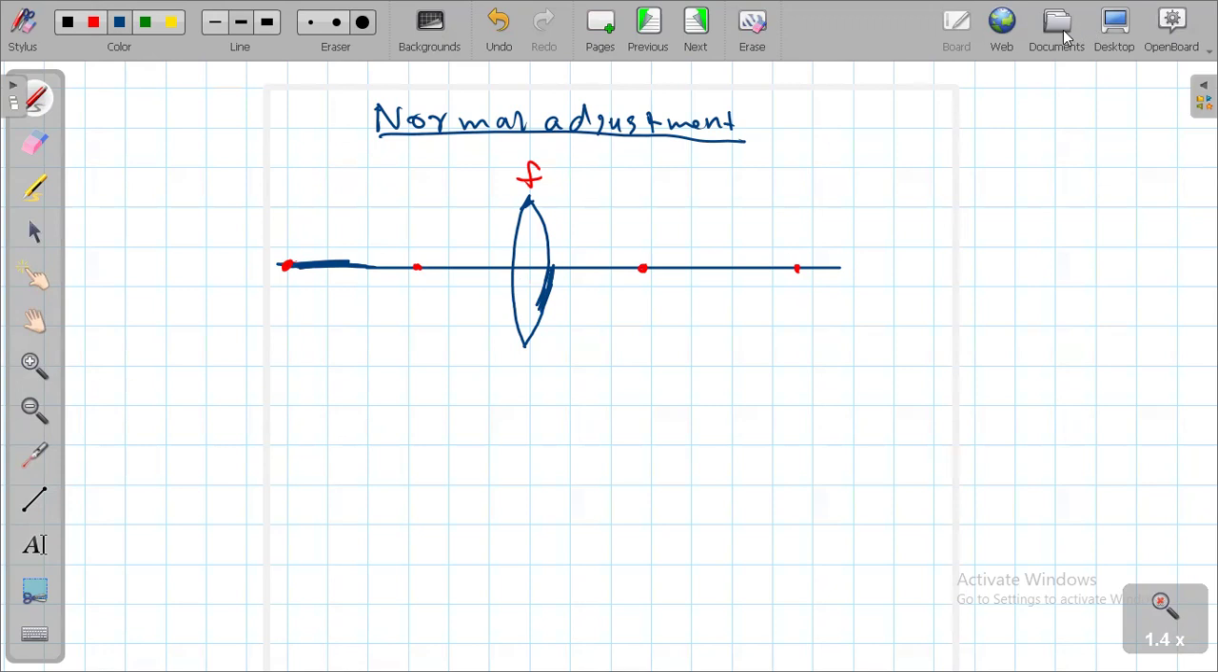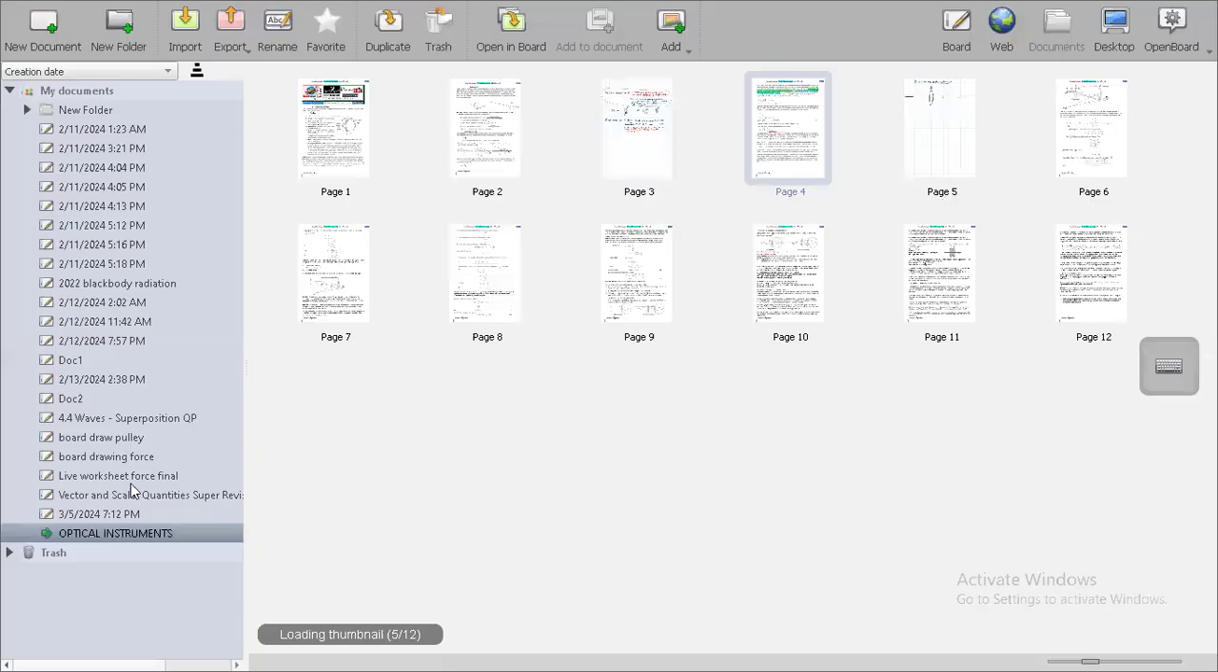If you want to see an enlarged object, did you study the worksheet I gave you last week? Did you study the optical instrument worksheet?